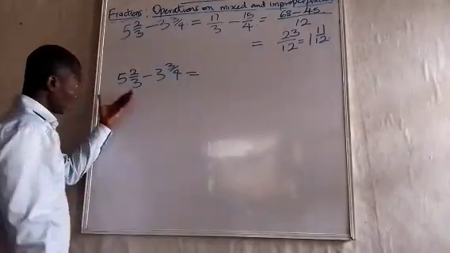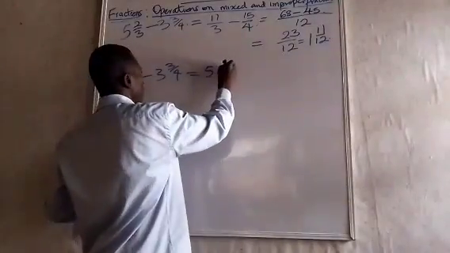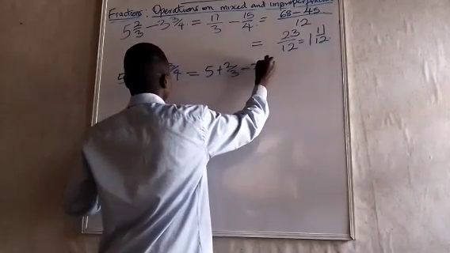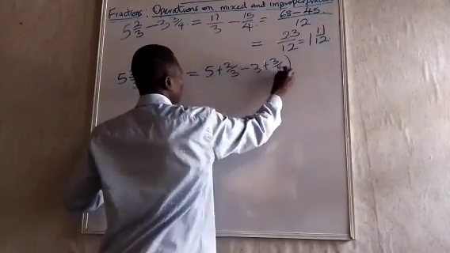So this gives 5 plus 2 over 3 minus 3 plus 3 over 4.